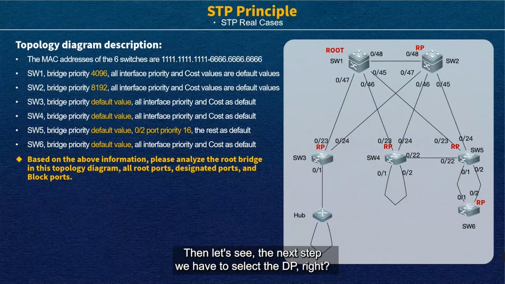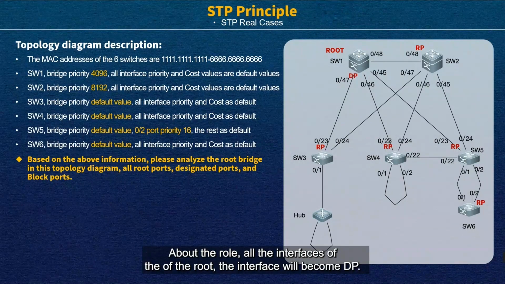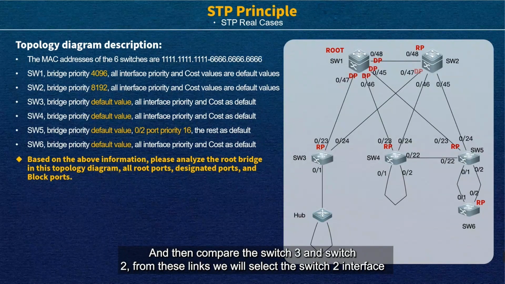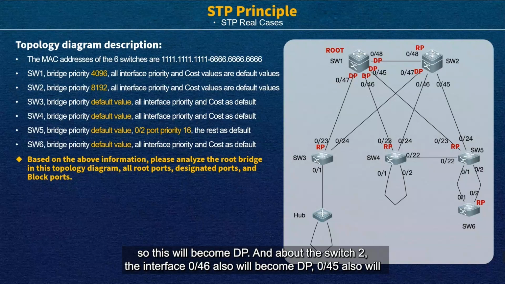The hub cannot run STP, so there are no rules for the hub devices. Then let's see the next step. We have to select the DP, right? About the rule, all the interfaces of the root will become DP, right? And then compare switch 3 and switch 2. On this link, we will select the switch 2 interface to become DP because the priority of switch 2 is better than switch 3. The priority value is 8192, so this will become DP.